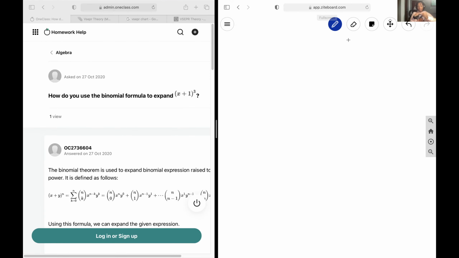Next up, we're going to use the binomial formula to expand this out. So you want x plus 1 cubed, and we just need to note down what the binomial formula is. It just states that x plus y to the power of n will be the sum from k equals 0 to n of n choose k, x to the power of n minus k, y to the power of k. So now let's plug in what we actually have.